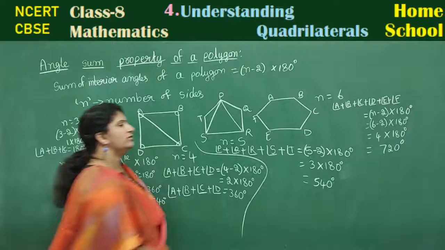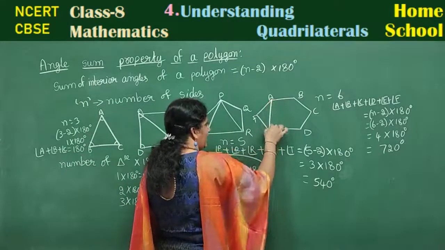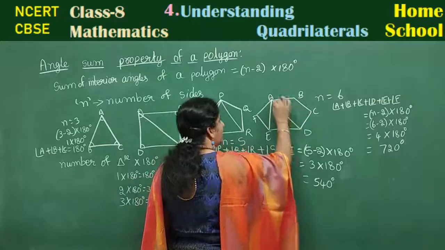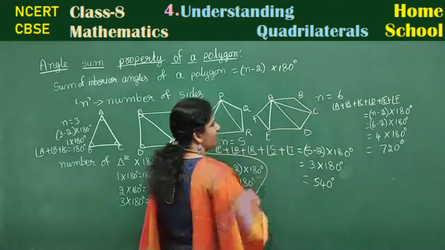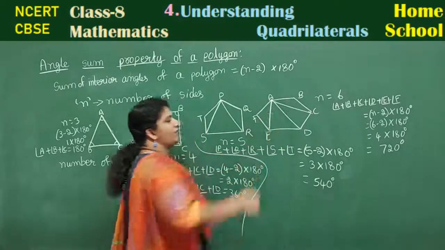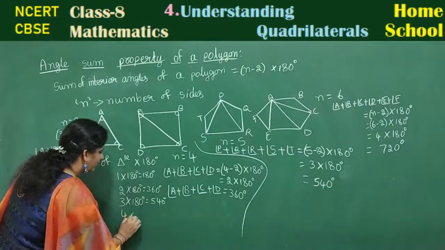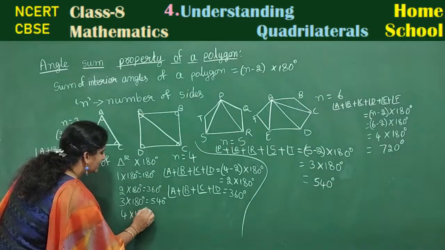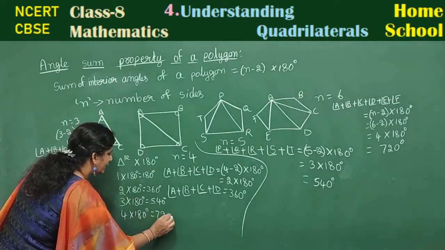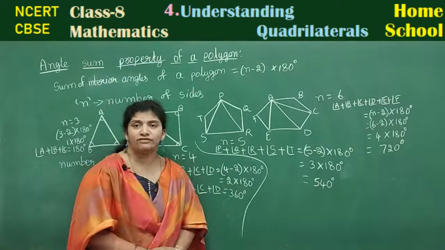And the next one, take any one point. Let me take A: AE, AD, AC. How many triangles can you get here? 1, 2, 3, 4. 4 into 180, 720 degrees. 4 into 180 degrees is equal to 720 degrees. Understand these polygons carefully, children.